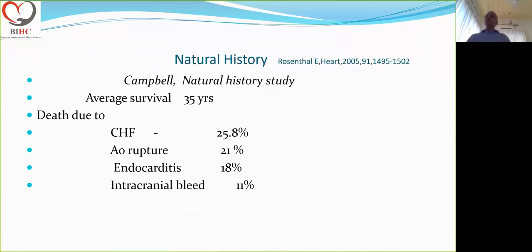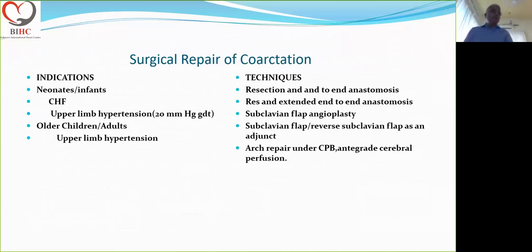What happens if you don't do anything to children with coarctation? They simply don't leave children with coarctation without doing anything. You have to look at the natural history of the earlier days. Campbell's natural history study of the 50s and 60s is important, where we know that the average survival was only 35 years and death occurs due to heart failure, a rupture of the aorta, endocarditis, or intracranial bleed. We do not want that to happen.